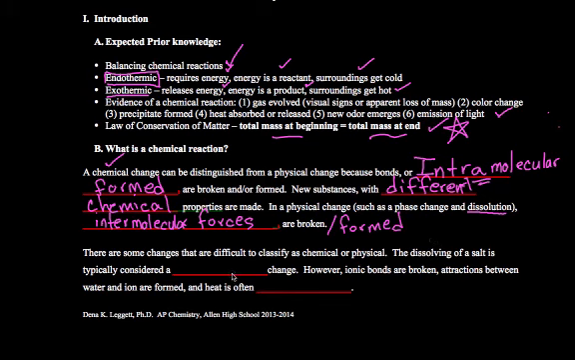And I'll be honest, there are some that are a little bit difficult. For example, the dissolving of a salt. So remember, a salt is an ionic substance. The dissolving of a salt is typically considered a physical change. But ionic bonds are broken. So, you're actually breaking a true bond. And then attractions between water and the ion are formed, and heat is often released. And the release of heat is evidence of a chemical reaction.